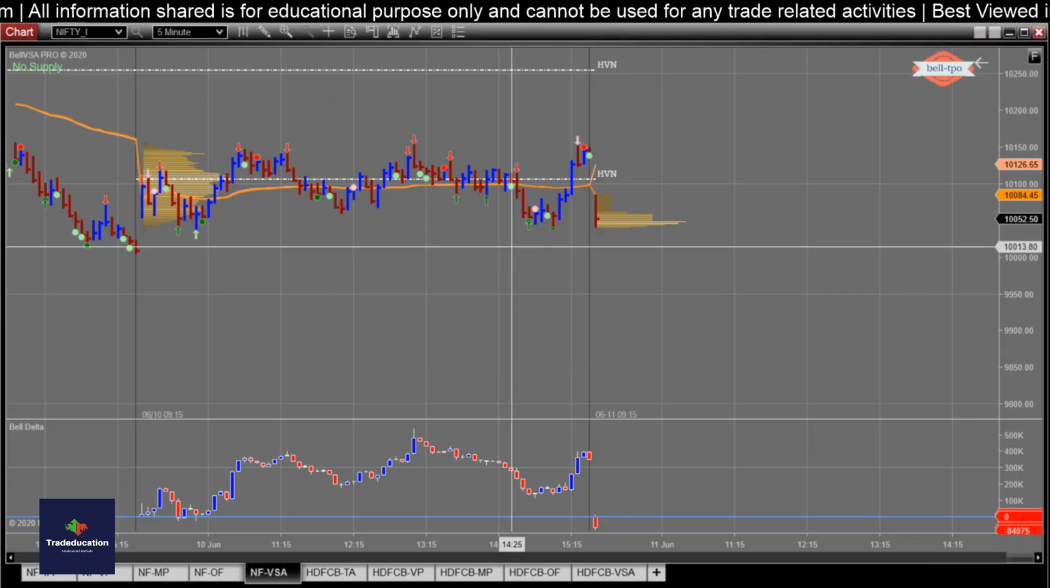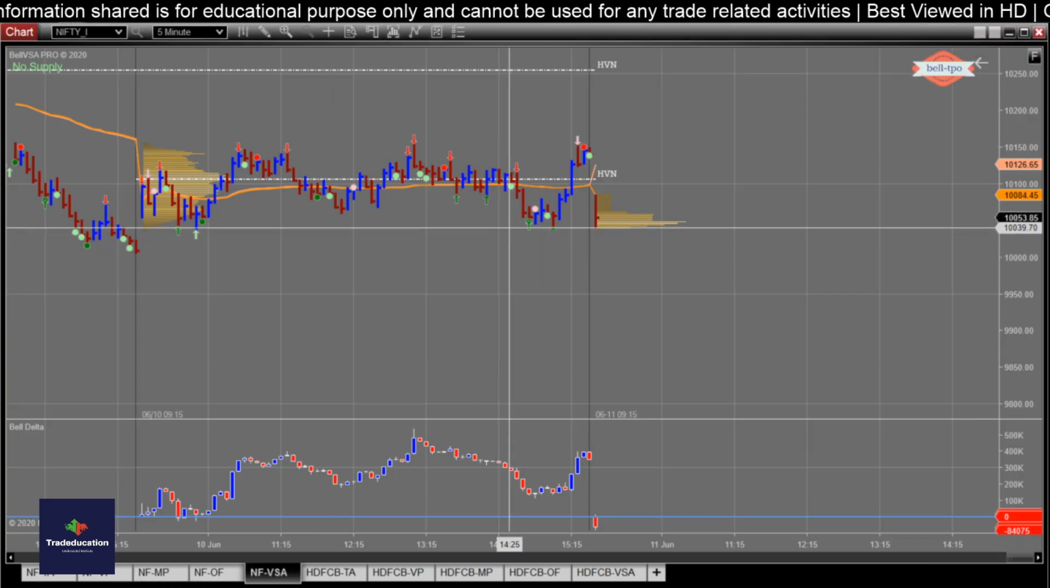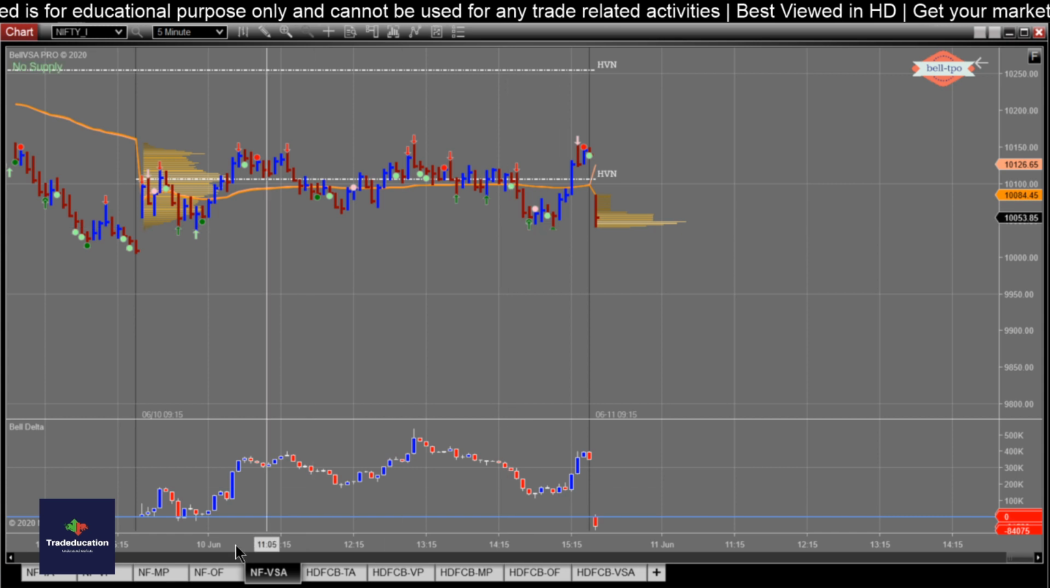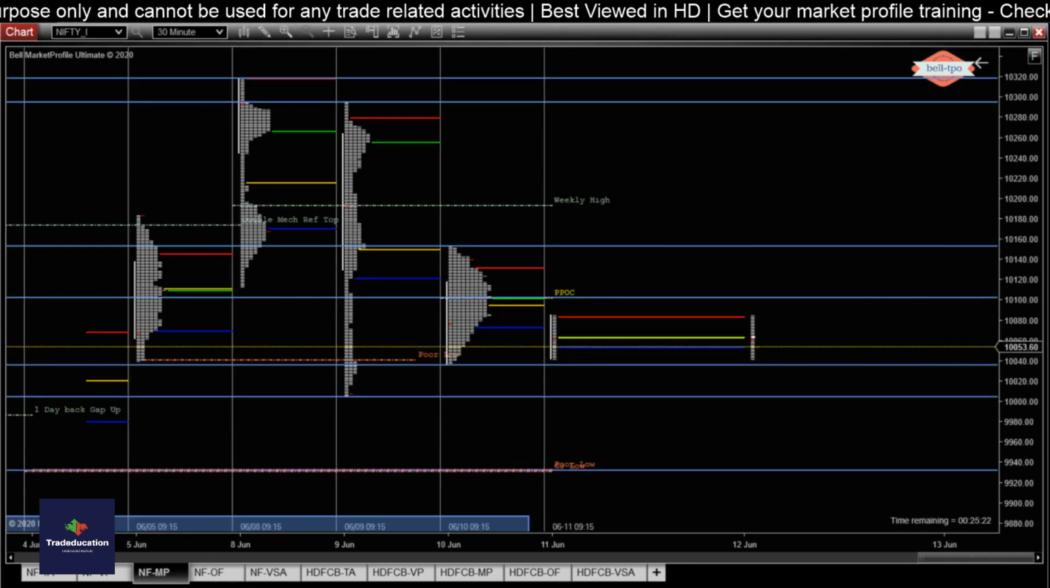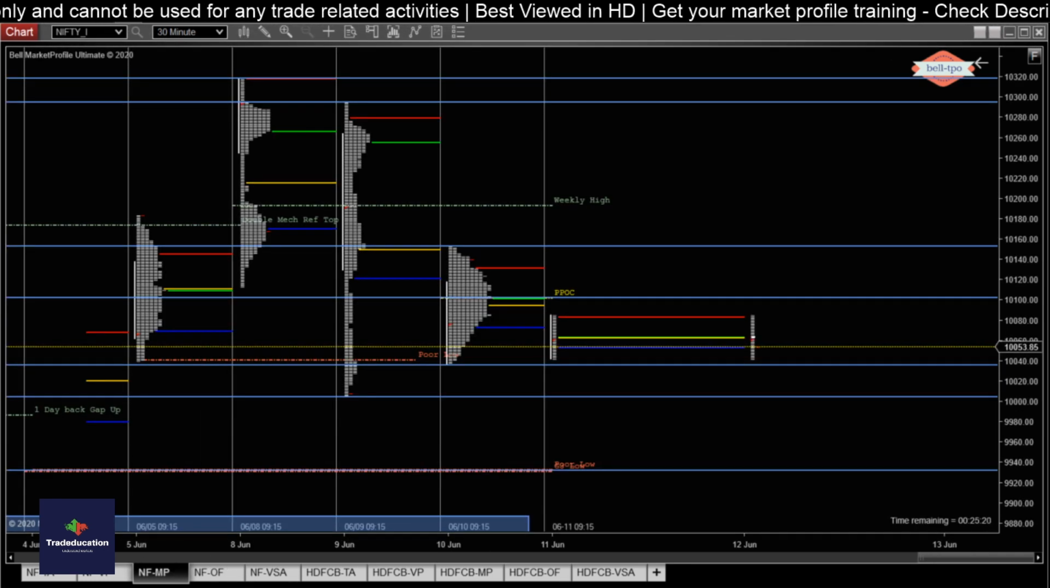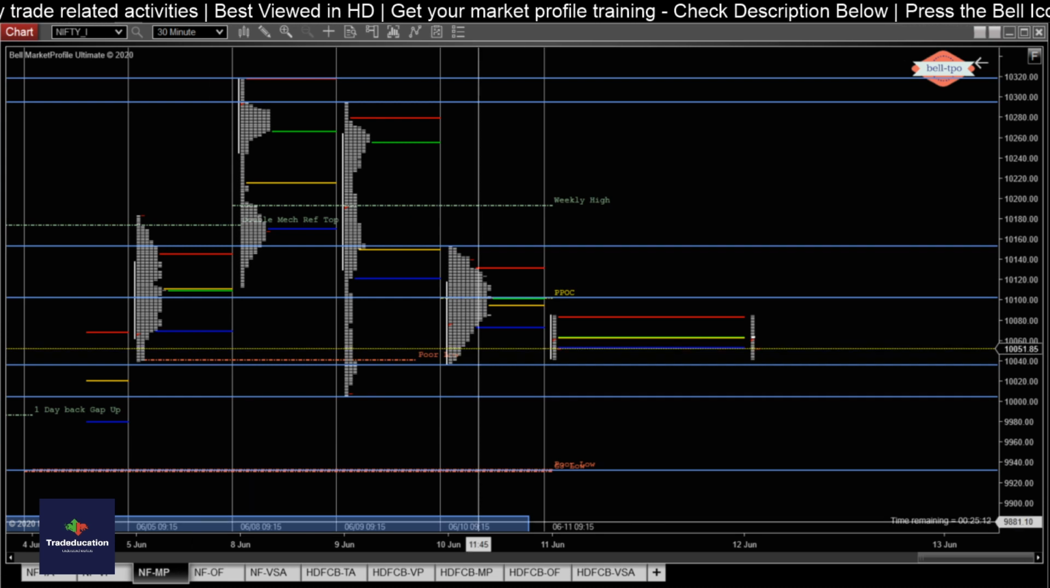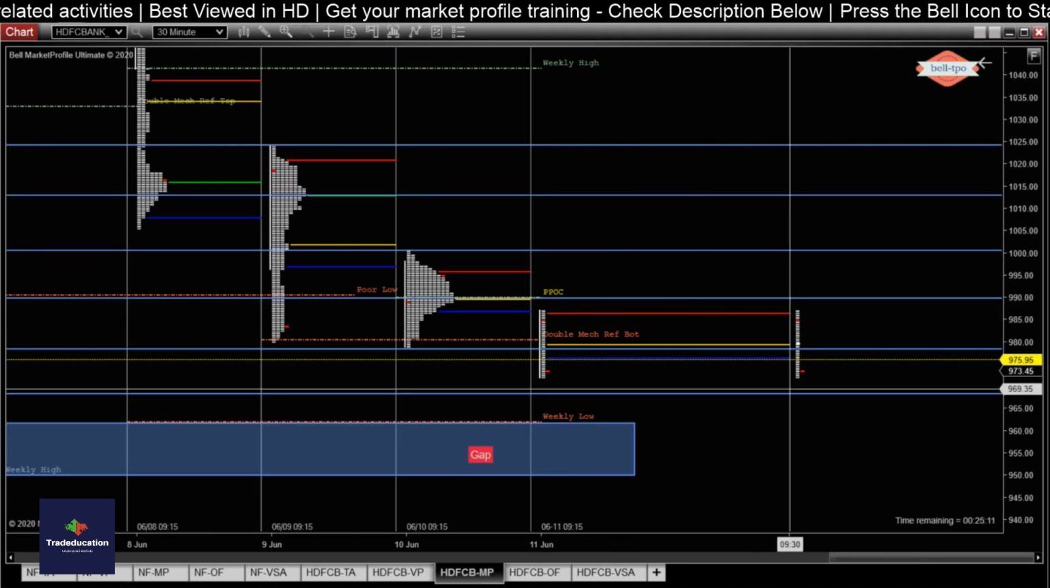Look at the VSA chart, and this was the level of support, yesterday's low. There are 200 contracts. It's good. Odd increases to tag the low again. HDFC Bank again is going lower.